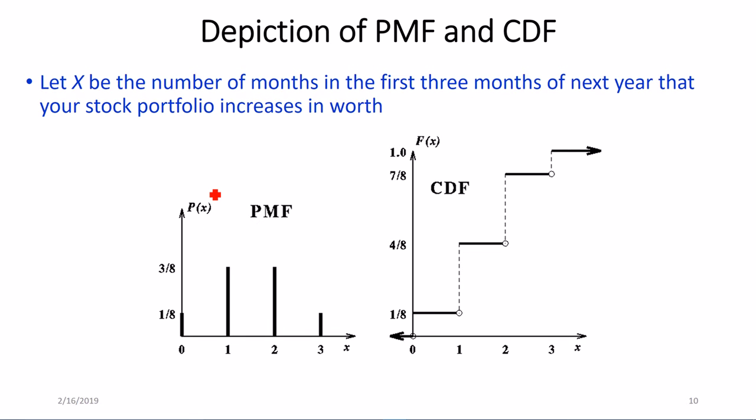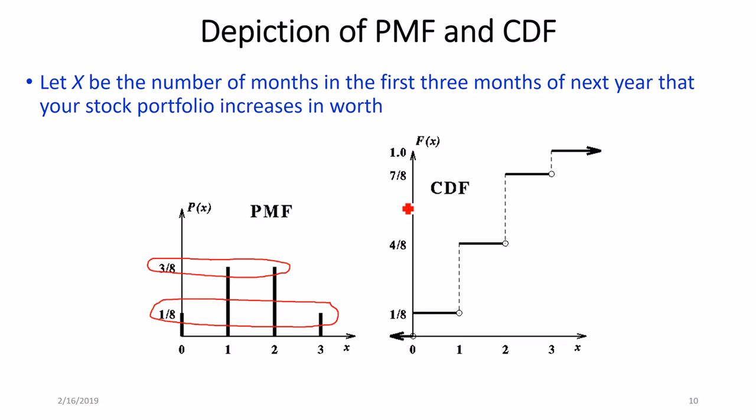Let's look at the relationship between PMF and CDF. Let's say we have x as the number of months in the first 3 months of the next year that your stock portfolio increases in worth. In the PMF function, we have months 0, 1, 2, 3, and associated probabilities 1/8, 3/8, 3/8, and 1/8. In the CDF function on the right side, we simply cumulatively add up all the previous probabilities.